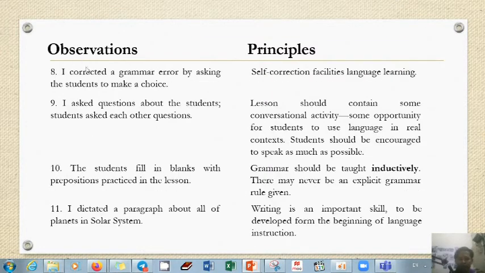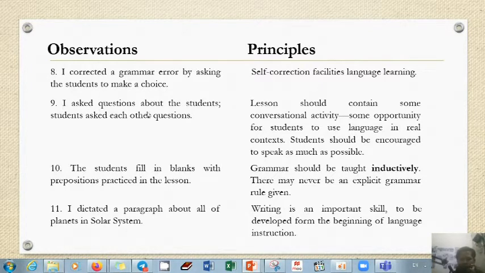And number eight, I corrected a grammar error by asking the student to make sure. We can include a little bit of grammar rule in our lesson, like I use superlative adjectives in our lesson as well, like nearest, coolest, or smallest. And self-correction facilitates language learning. Yes, this is the way that we can use self-correction. I let them self-correct, and I just explain a little bit.